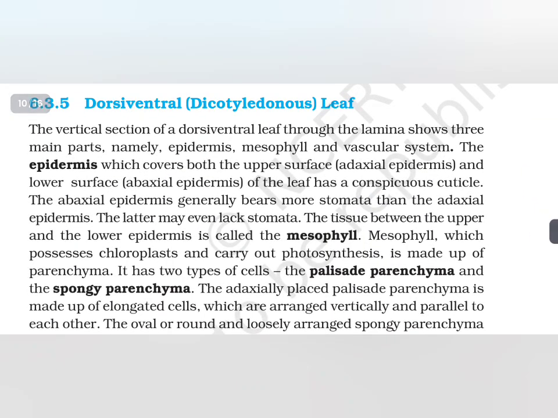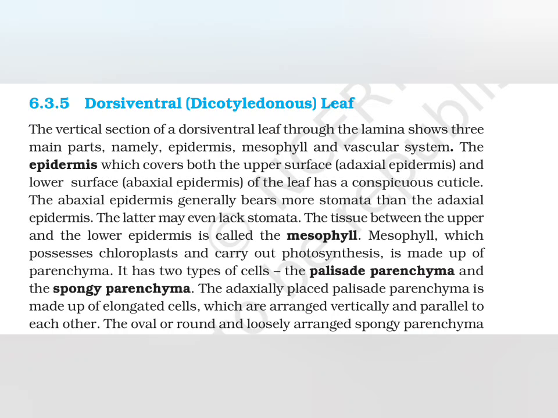Dorsiventral dicotyledonous leaf. The vertical section of a dorsiventral leaf through the lamina shows 3 main parts, namely epidermis, mesophyll, and vascular system. The epidermis, which covers both the upper surface, adaxial epidermis, and lower surface, abaxial epidermis, of the leaf, has a conspicuous cuticle. The abaxial epidermis generally bears more stomata than the adaxial epidermis. The latter may even lack stomata.